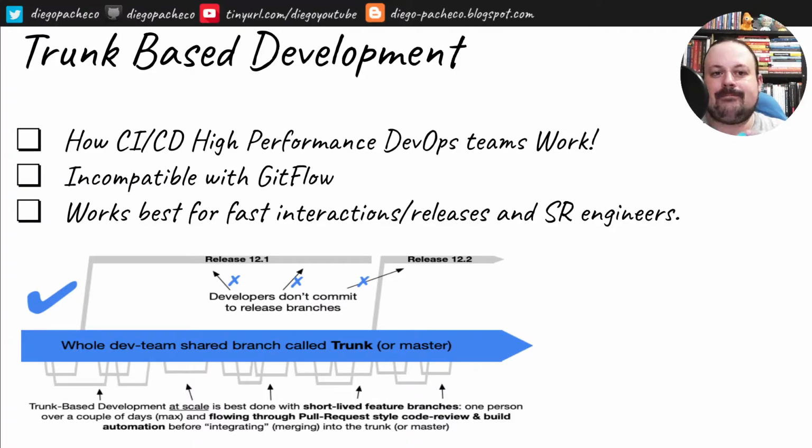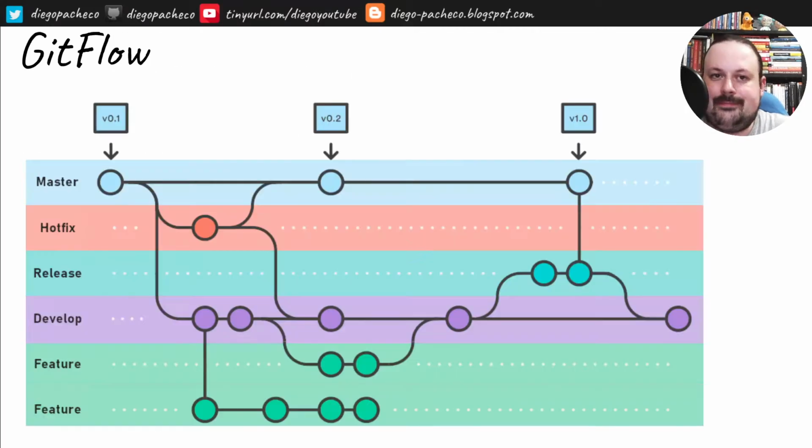So trunk-based development works for fast iterations, all right? So releases. And if you have senior engineers, and basically you are releasing as fast as you can, you can cherry pick things from the trunk, but all your releases happen from the trunk or the master or develop, whatever you call it.